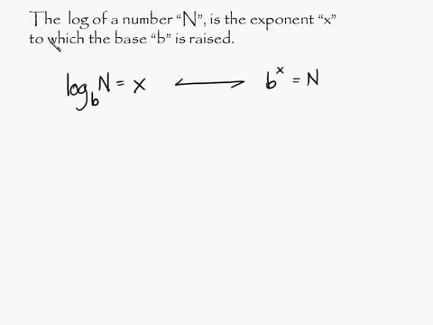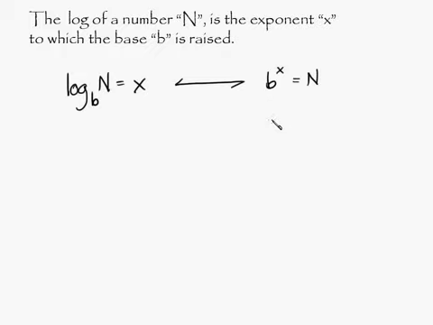Basically, this is what the definition is saying, that the log of a number n is the exponent x to which the base b is raised. What you're doing when you're looking for the log of a number is you're looking for an exponent that you raised some number to get it. So in this case, this n here, these are both the same n's. These are both the same b's, and the x's are both the same x's. They're just located in different places for a reason.